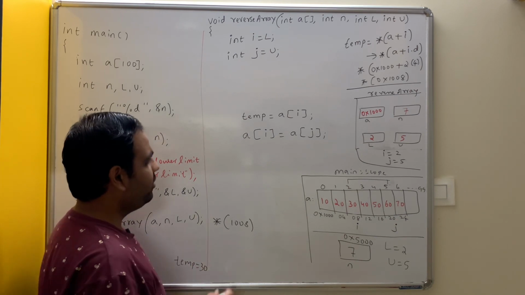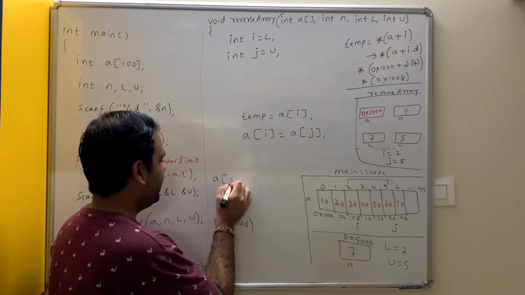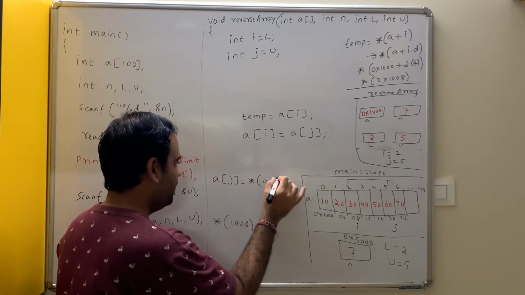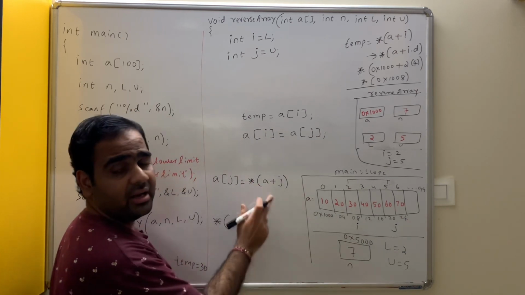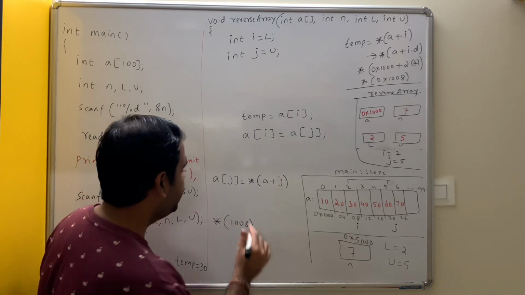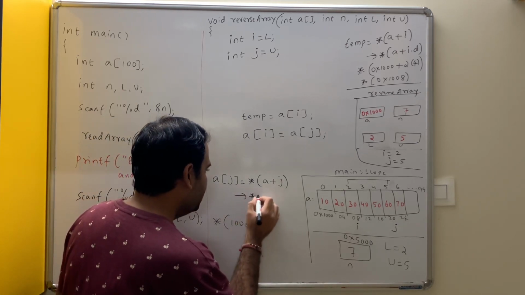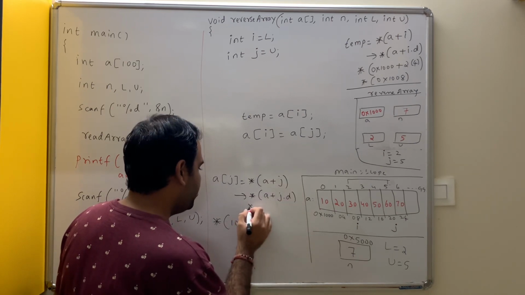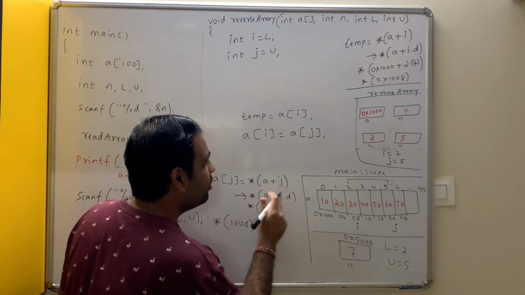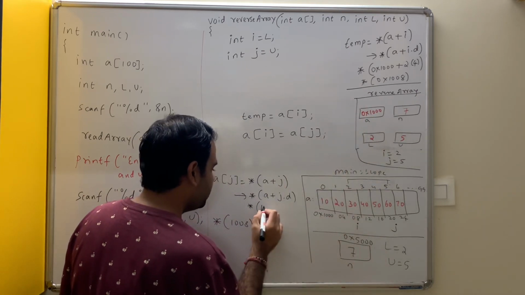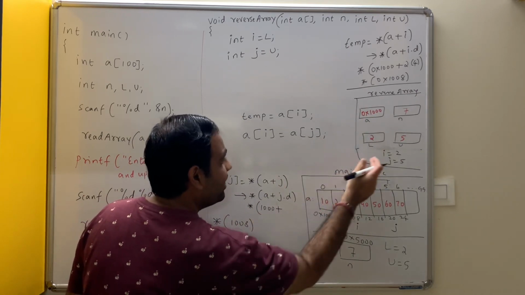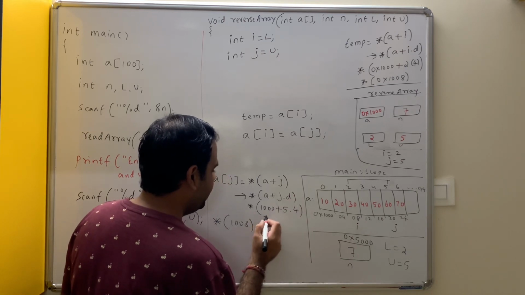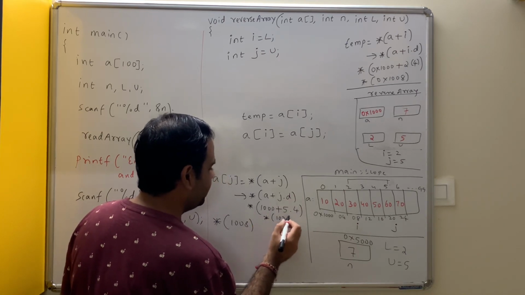Now what is a of j? A of j is nothing but star a plus j. Is that okay? Now a is an array name. Array name is pointer. Pointer plus integer. The scaling factor happens: star a plus j into d. Or you can call it pointer arithmetic as well. Star. What is the value of a in the reverse array function? It is 1000 plus. What is the value of j in reverse array function? 5 multiplied by 4, and it becomes star 1020.